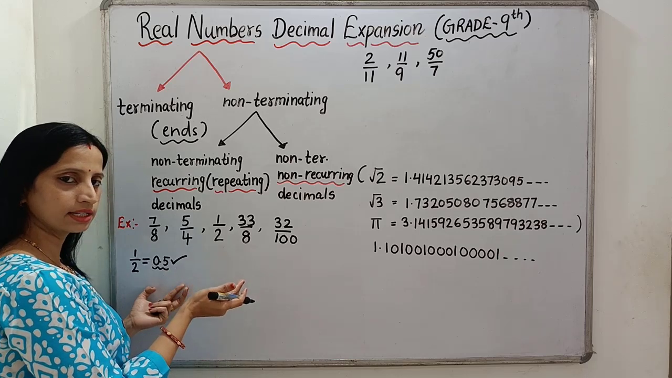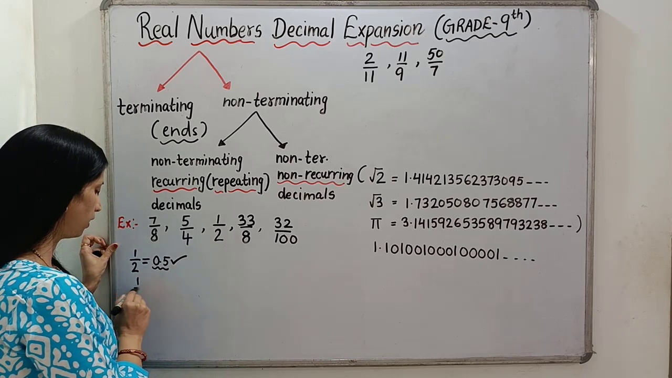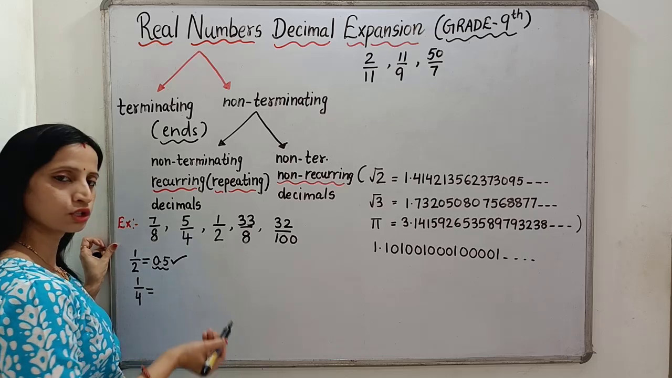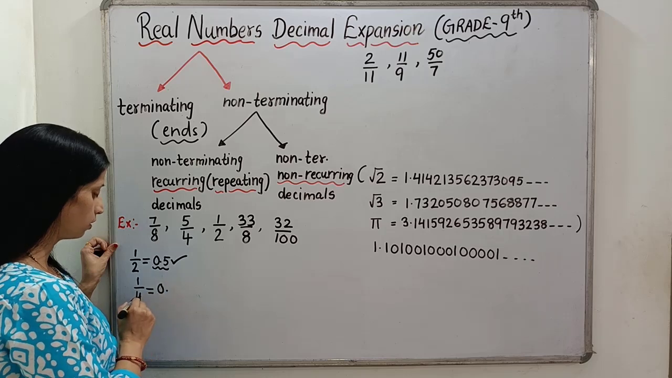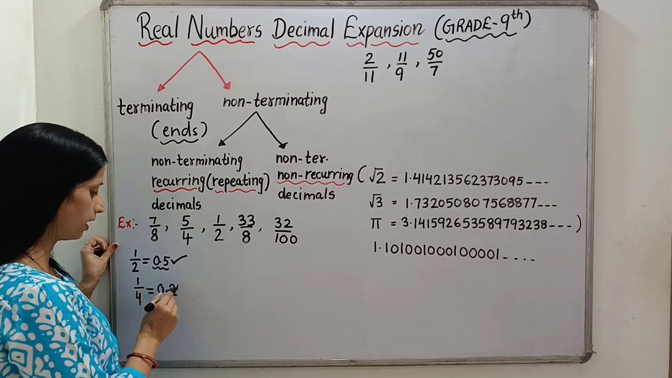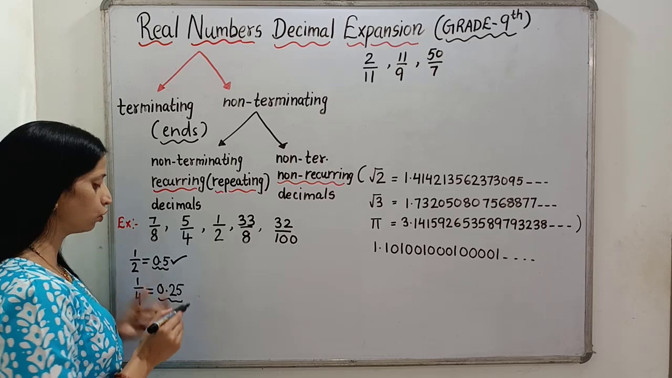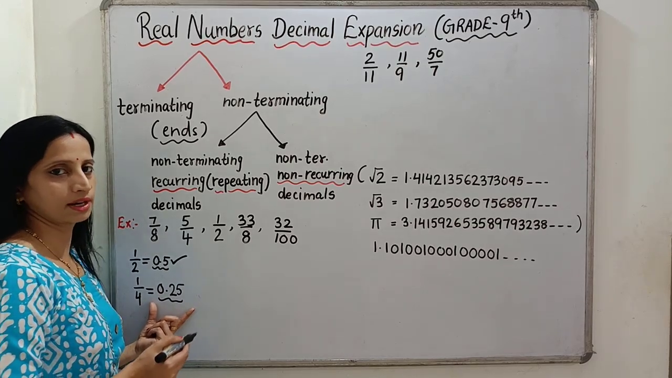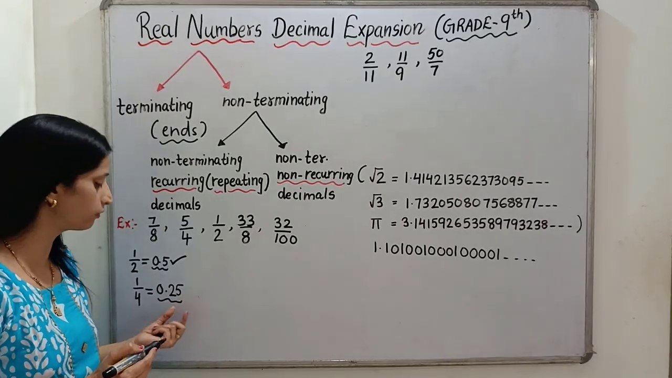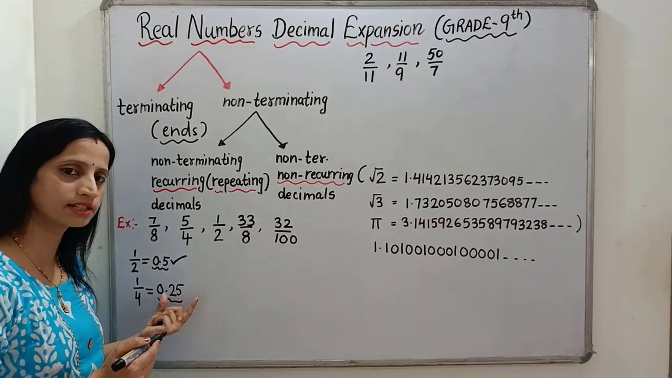You can take any other example. Now let's take 1 by 4. So 1 by 4, let's divide it. 0.4, 2 4s are 8 and 5. So in this case we will get 0.25. It is again a terminating decimal number. Again our decimal is getting ended after a certain point, after certain steps.